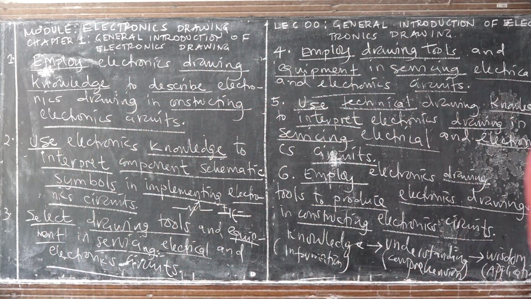Electronics drawing knowledge to describe electronics drawing in constructing electronic circuits. The second one: use electronics knowledge to interpret components systematically in electronic circuits. The third is enabling outcome. Select. And the first one?